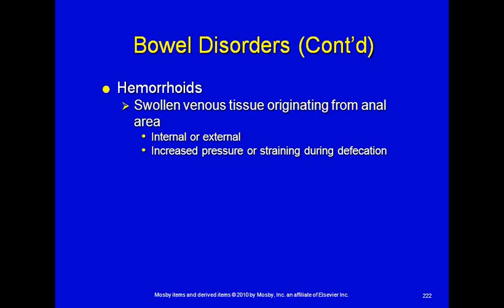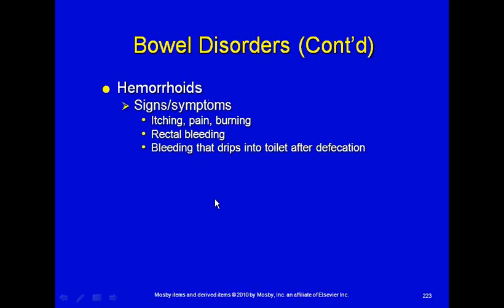Hemorrhoids are swollen venous tissues originating from the anal area. They can be internal or external. Increased pressure or straining during defecation causes them to be external. Sitting for long periods of time certainly increases the risk of hemorrhoids. Pregnancy increases the risk of hemorrhoids. Signs and symptoms include itching, pain, and burning, rectal bleeding, bleeding that drips into the toilet after defecation, or bleeding that may show up once on the first wipe of the toilet paper.